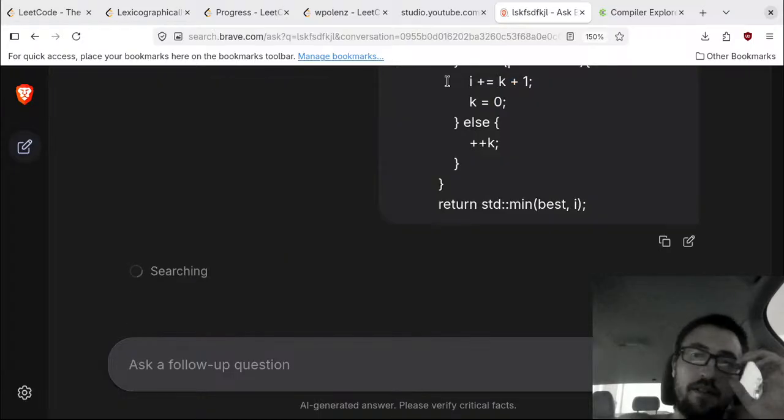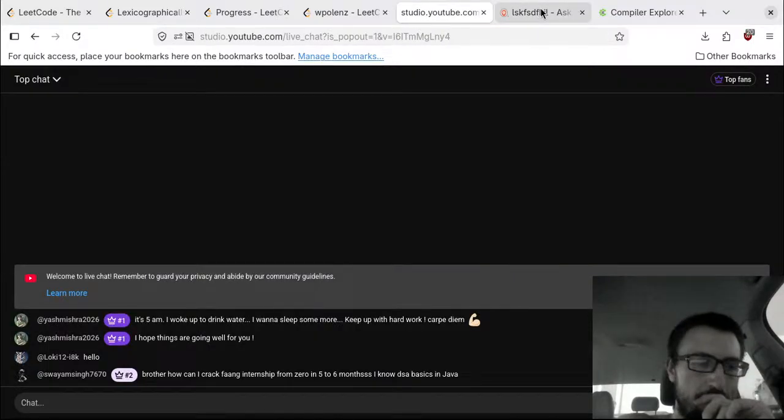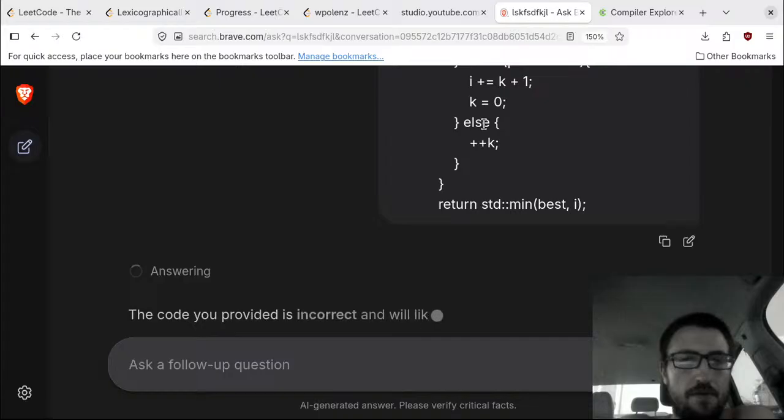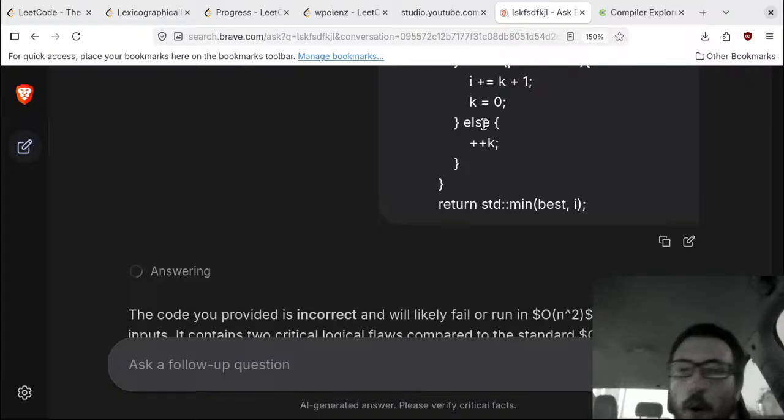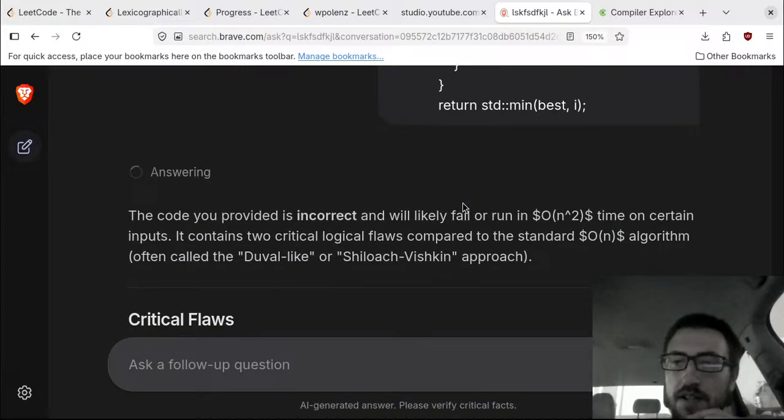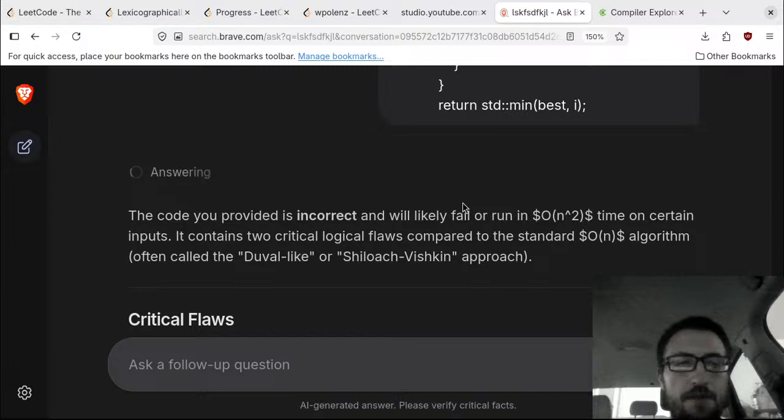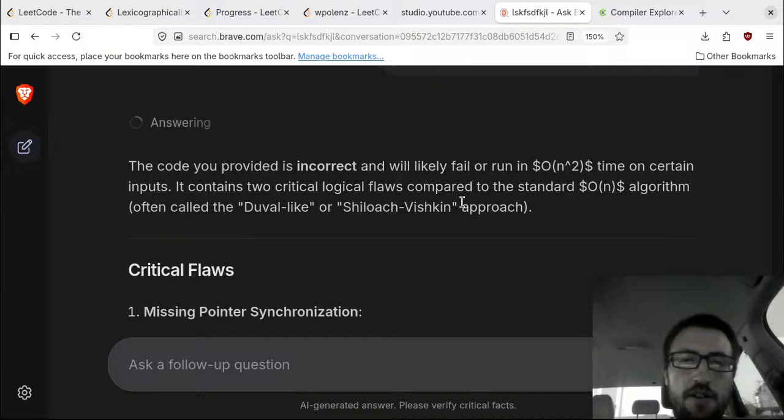This is probably not correct. It will likely fail or run in quadratic time on certain inputs. It contains 2 critical logical flaws compared to the standard linear algorithm, often called the Duval-like or Sherlock-Bishkin approach.